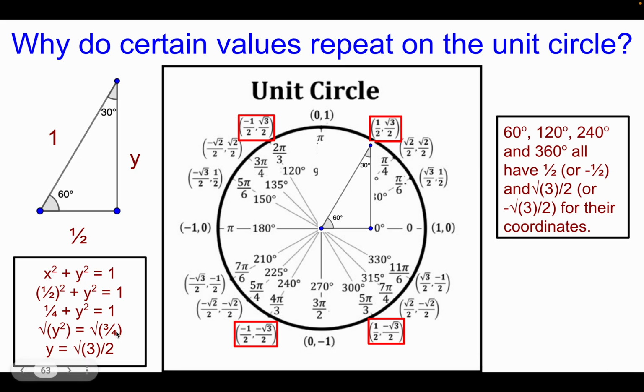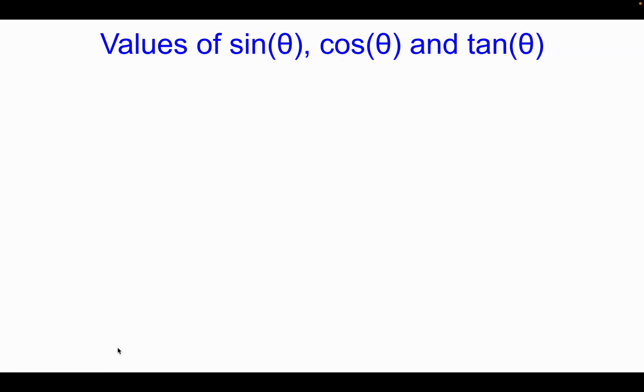Right, and again, if you want to know why the square root of 3/4 is square root of 3 over 2, just go back up a few slides and look at my explanation there. Okay, so values of sine, cosine, and tangent of theta. That's what this symbol right here is. That's the Greek letter theta.